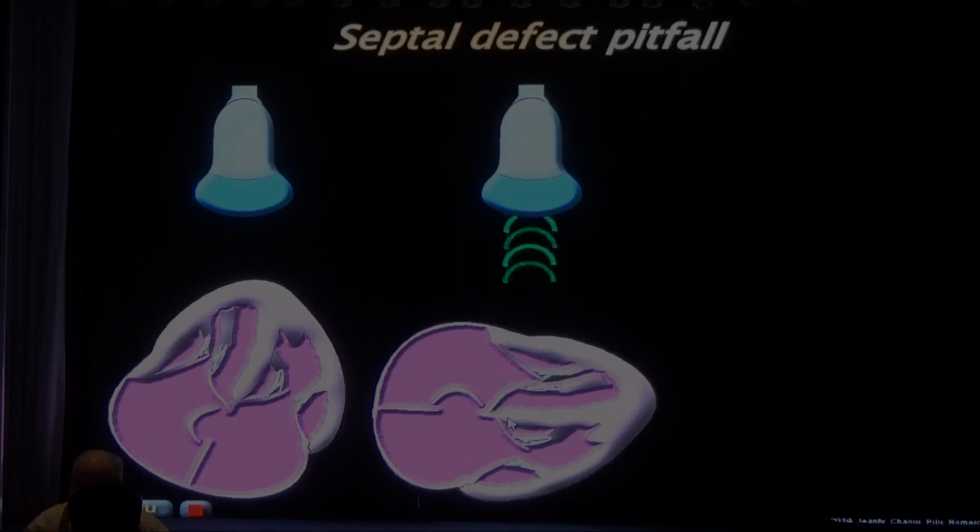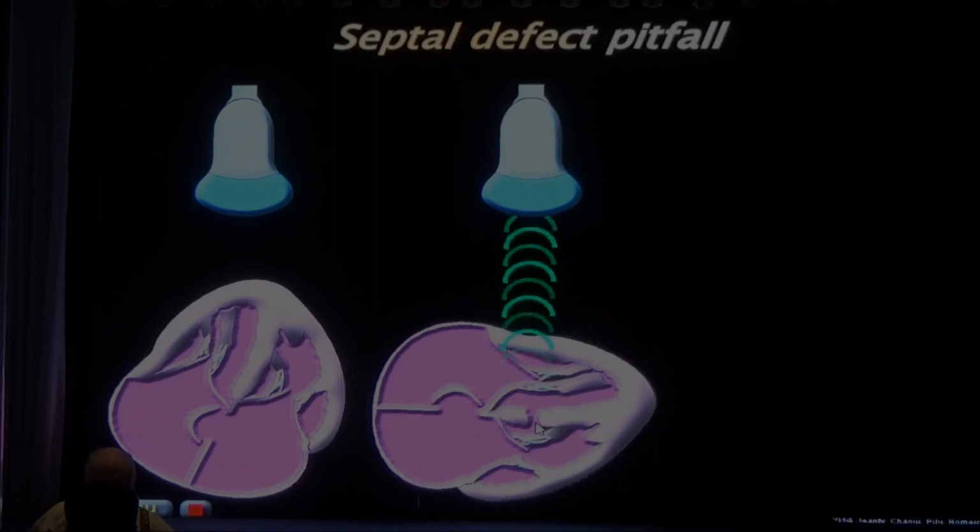The problem is that the majority of ventricular septal defects are more narrow than the width of the beam. So the edges of the beam are going to be touching the edge of the septal defect, and the machine will average those echoes and cover the fact that there's a ventricular septal defect. So what is the solution for that?